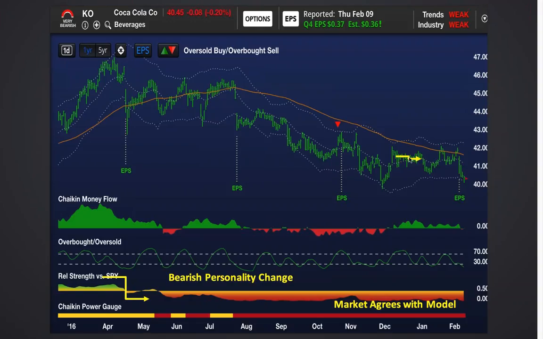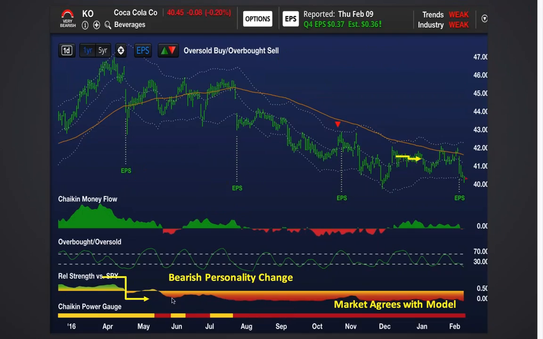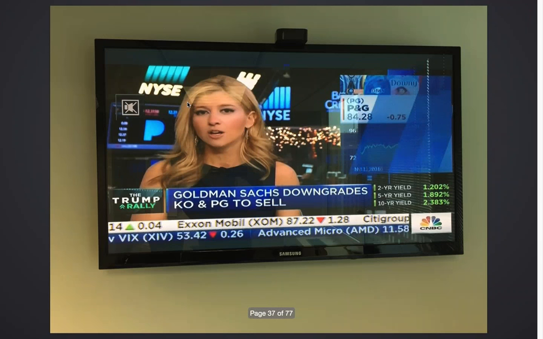And then I want you to take note of this yellow zigzag here about a month ago when the stock was 41. Because on that day, Goldman Sachs downgraded both Coke and Procter & Gamble to sell a month ago. If you were following a discipline like the power gauge and our dynamic duo, you would have been out of this stock looking for shorting opportunities way back in May. So you can do better than Goldman Sachs or Barron's or Merrill Lynch if you follow a discipline that works. It's proven itself day in and day out.